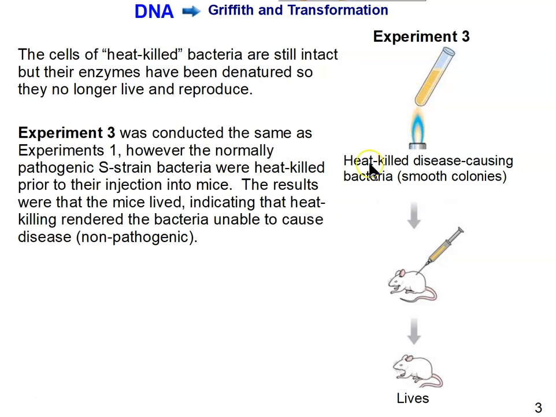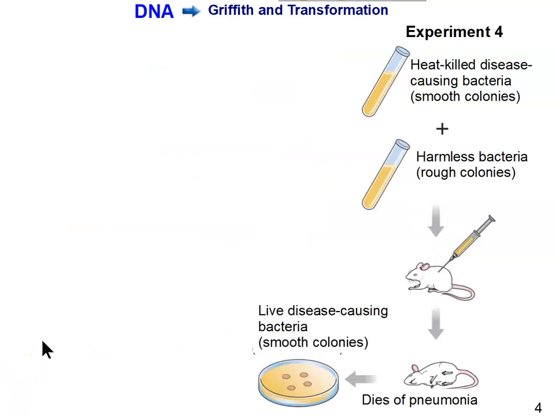So he heat killed the S strain, which normally is the pathogenic strain. Hopefully you're familiar with that word pathogen, which means a disease-causing organism. So these are normally pathogenic, but he heat killed them, injected them into the mice, and the mice lived. No surprise, right? So far, nothing unusual is going on. But this is where things get interesting. When he took the heat-killed, normally pathogenic bacteria, and mixed it with the normally non-pathogenic R strain of the bacteria, the mice died.